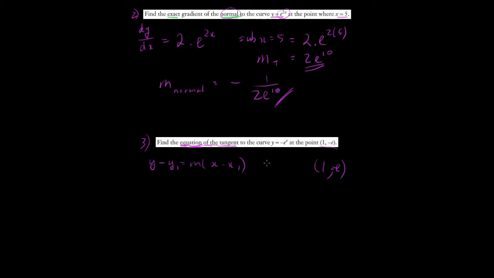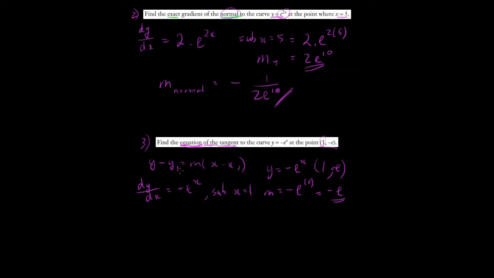Now the curve is y is equal to minus e^x. So the first thing we should do is derive it to find the gradient. If we derive that, that's minus e^x. If I substitute 1 in, because x is equal to 1, to find my m, so m would be equal to minus e to the power of 1, which is just equal to minus e. So this is my gradient.